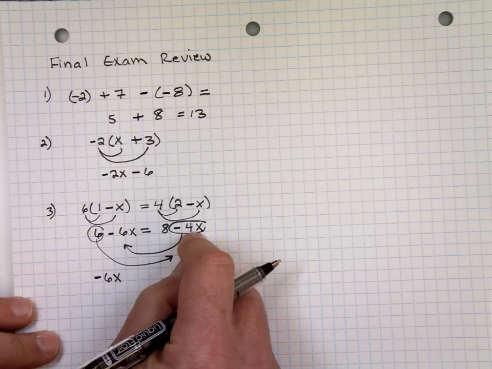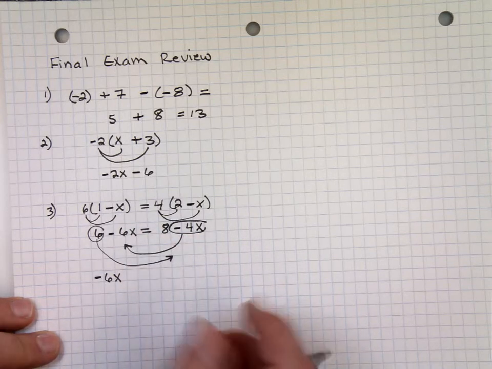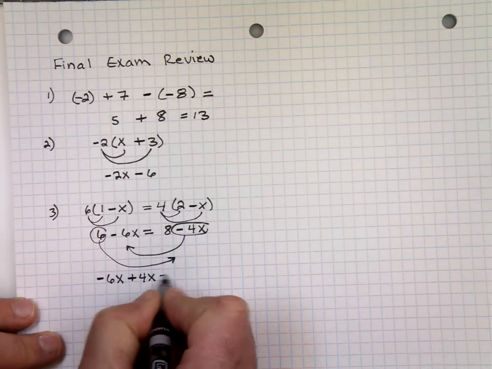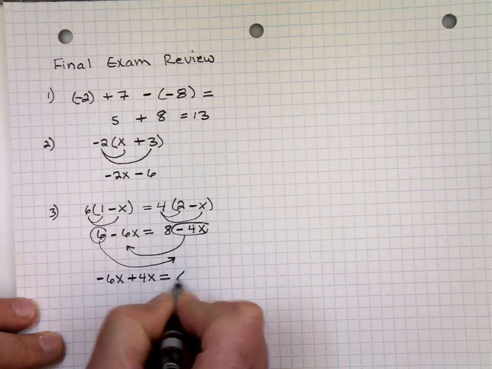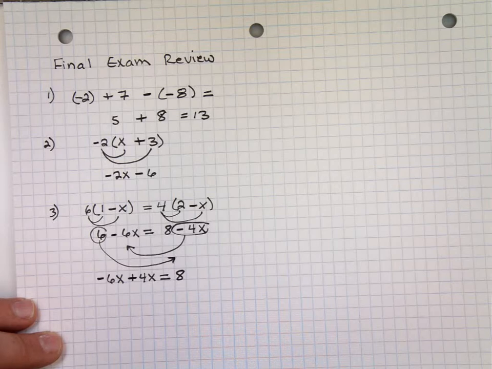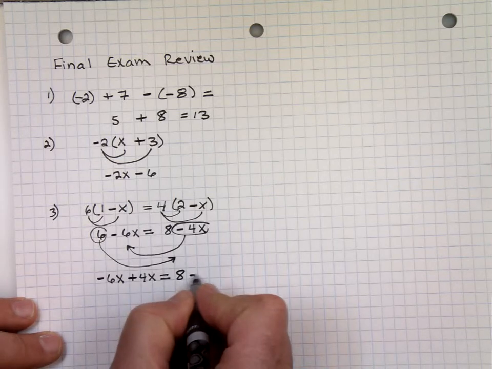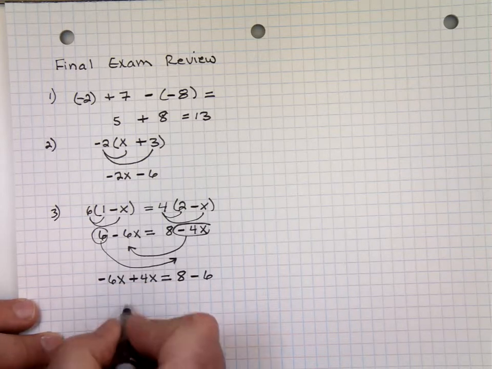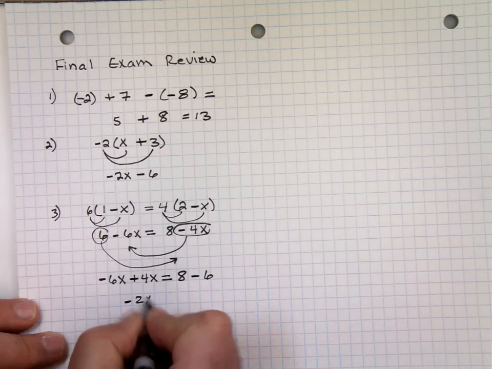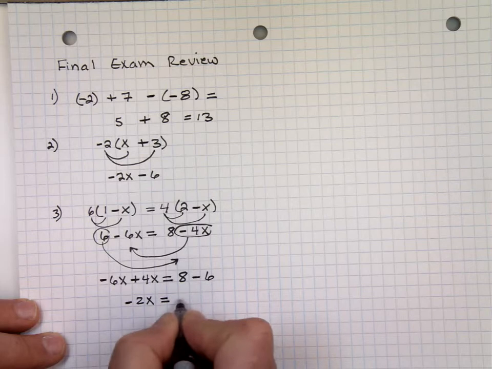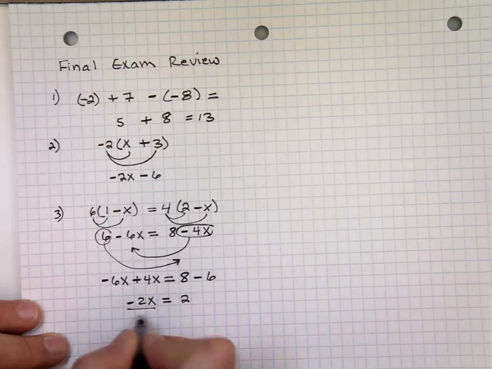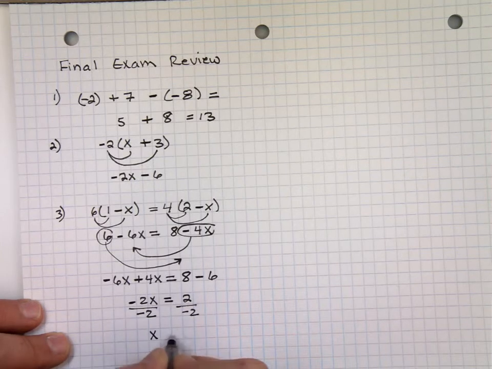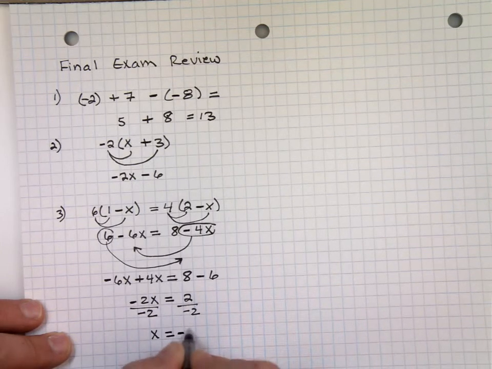What about the negative 4x when you bring it to this side? Positive 4x equals 8. 8 didn't move, still 8. And the 6 becomes what? Negative 6. What's negative 6x plus 4x? Negative 2x equals what? 2. To solve for x, you divide by what? Negative 2. X equals negative 1.